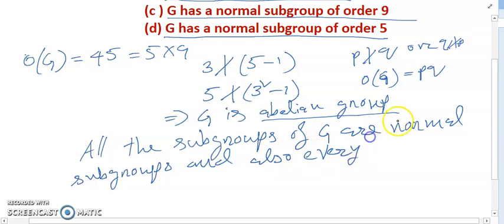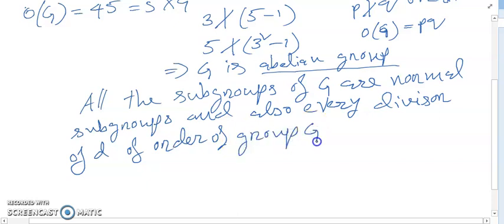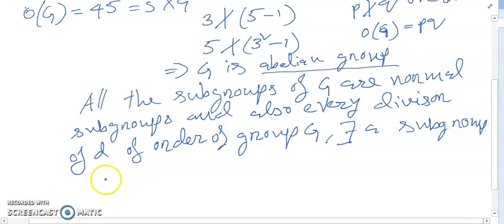And also every divisor of the order of group G, there exists a subgroup of that order.